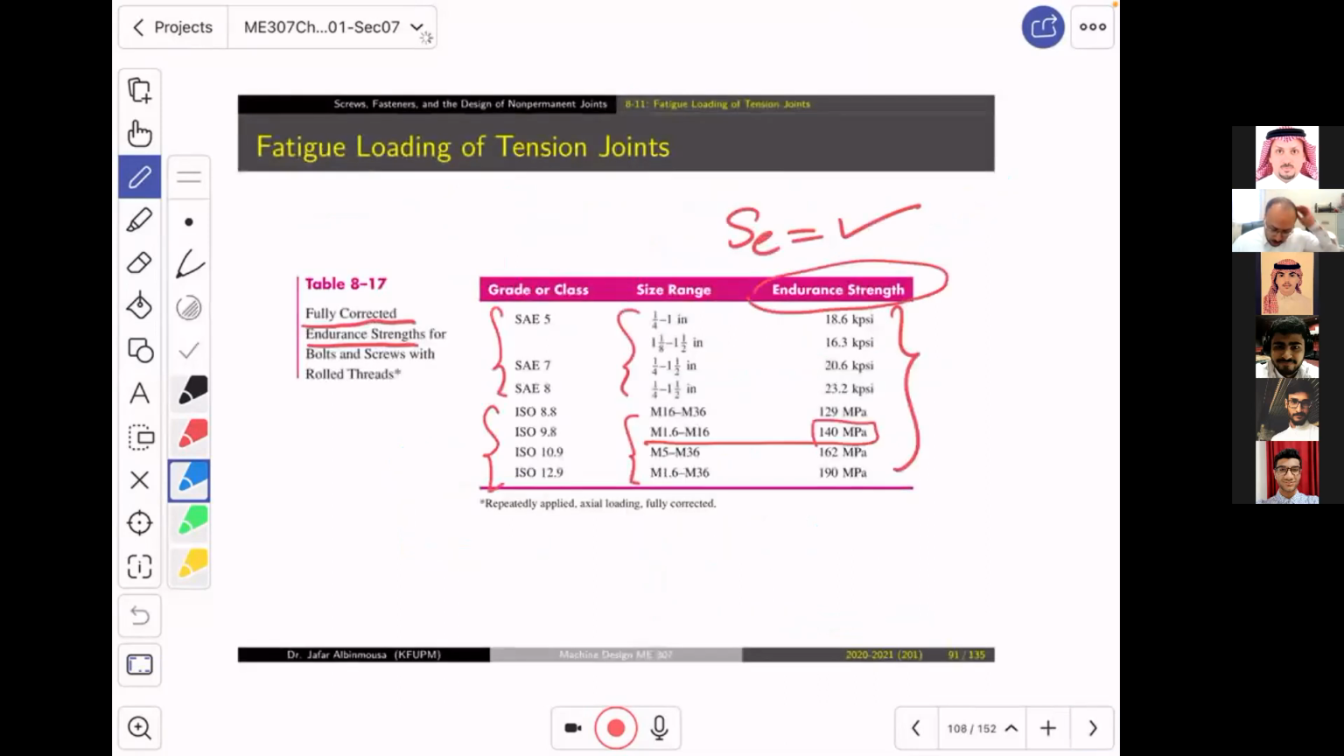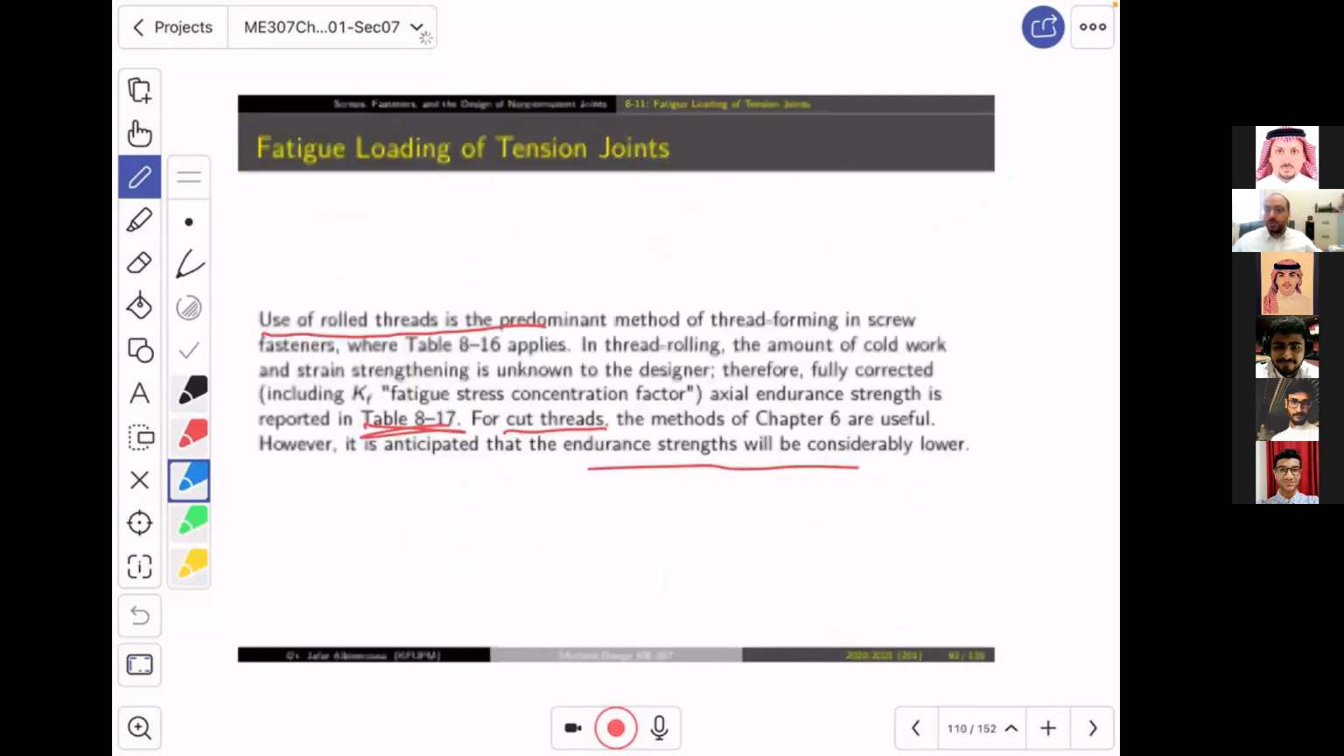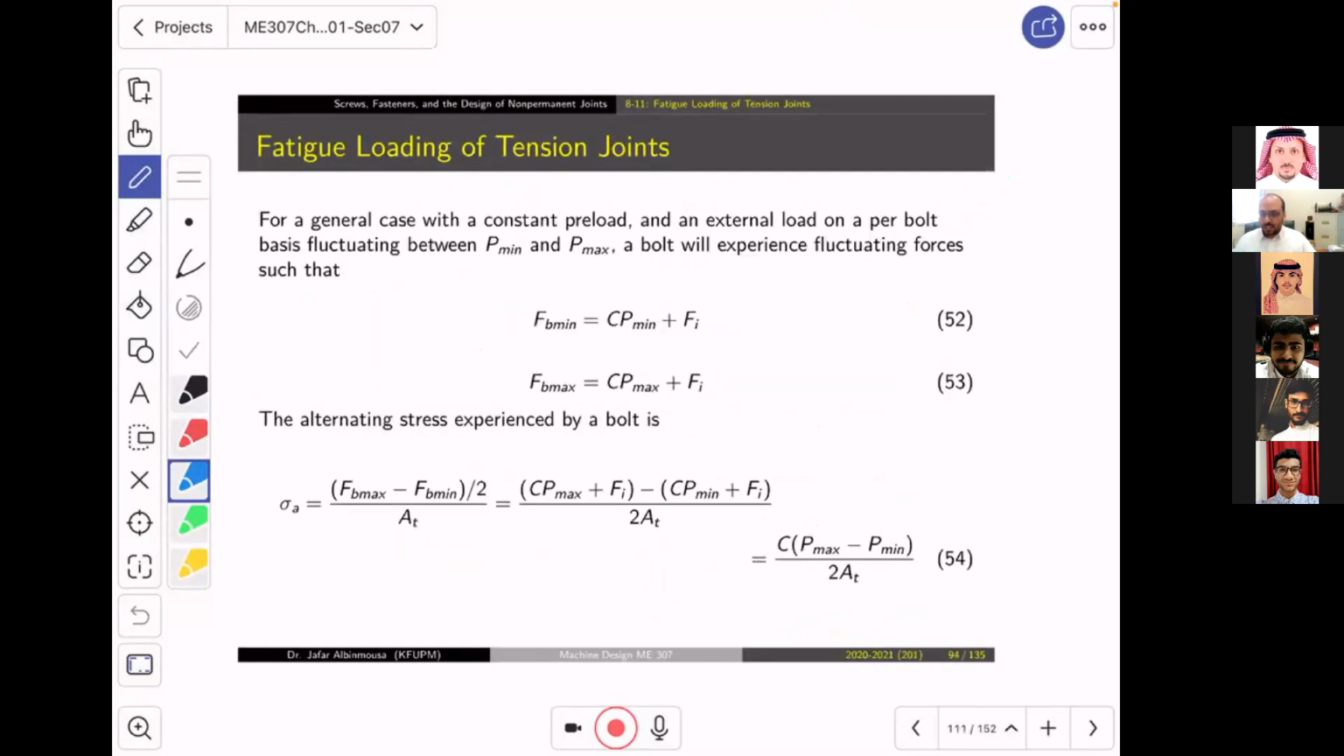So let's go back to our business. So we talked about Kf now, we talked about the washer, and then we talked about the fully corrected endurance limit. This is in the last class. Now, what are we going to do? We are going to establish the fatigue analysis, which is, as you will see, very, very straightforward. Actually, now we are going to solve a problem and we will be good.